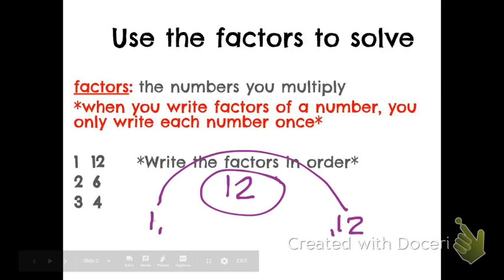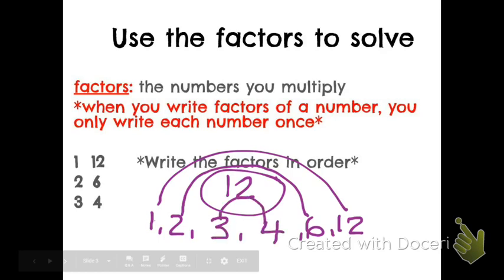So 1, 2. 2 times what gives me 12? Well, I know that 2 times 6. So I write those, and those ones are connected. And then I keep going. Well, 3, anything times 3 equals 12? Well, 3 times 4 equals 12. And when I look at this, this part right here is what I call my rainbow. Okay, when I look at that part, all of them are connected.